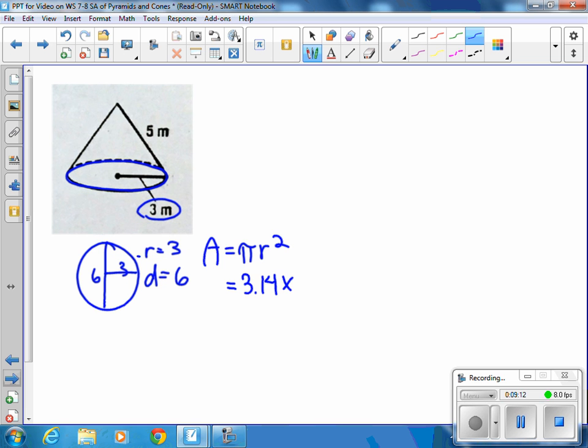The radius is this one. So we're going to do 3 times 3. And when we do our math, the area becomes 28.26. This is meters squared.